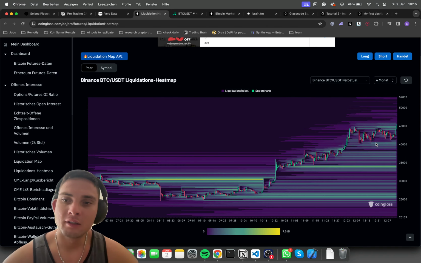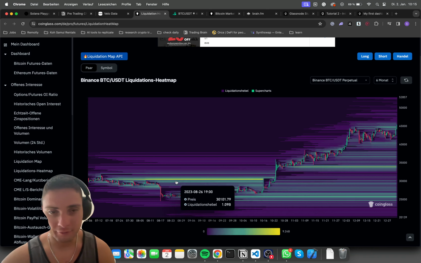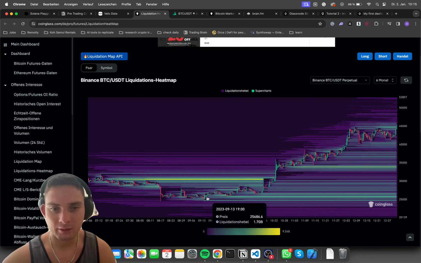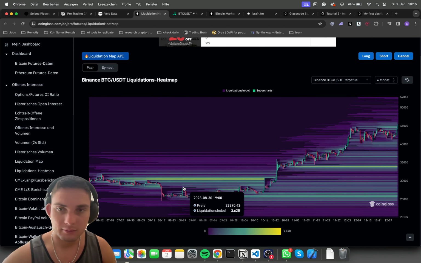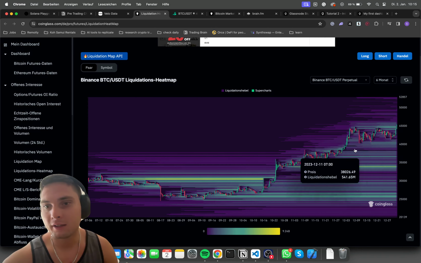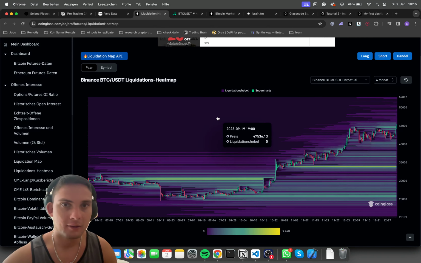I'm interested in short liquidation levels. Okay, so these were short liquidation levels because they were above the price. I can't move the chart, this is annoying.